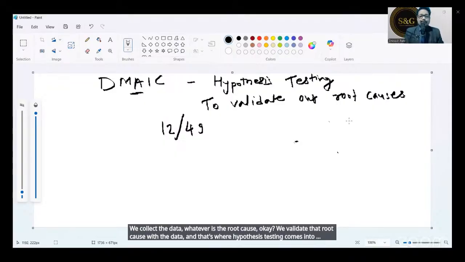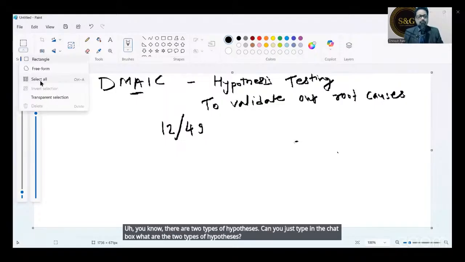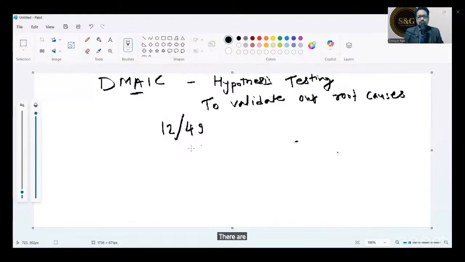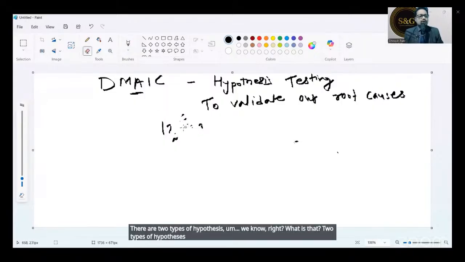Now, in the green belt level, we have seen what is hypothesis. We have seen there are two types of hypothesis. Can you just type in the chat box what are the two types of hypothesis? We know, right? What is that? Two types of hypothesis. Type in the chat box.